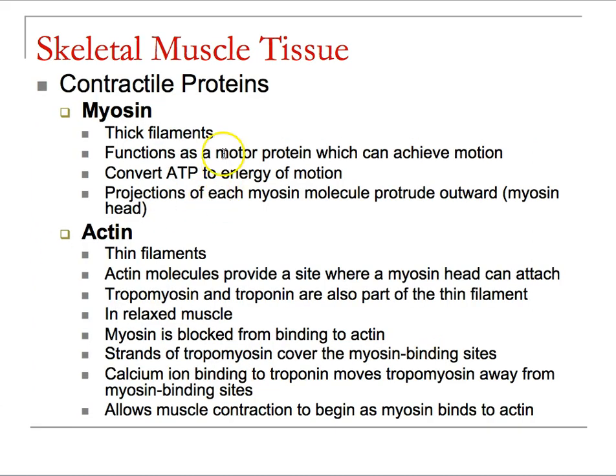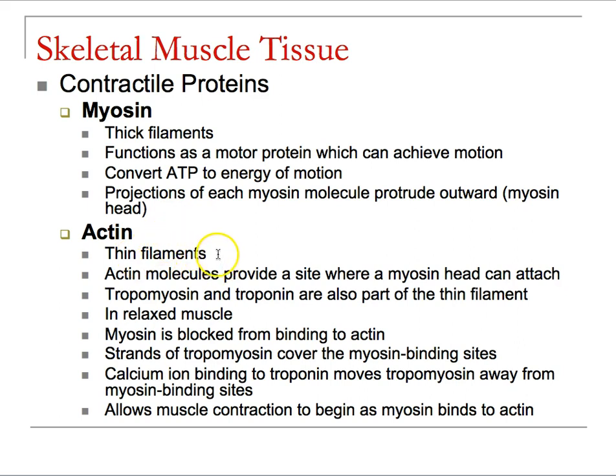Well, myosin itself, these are the thick filaments. It functions as a motor protein, literally a motor. Think of it as pulling on something. Remember when you played tug of war, hand over hand, literally pulling on the cord, right? It's going to convert ATP into energy of motion. By cleaving a phosphate from ATP to give you ADP, you can actually pull on actin.